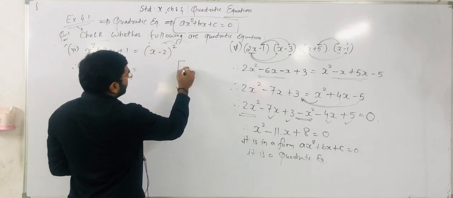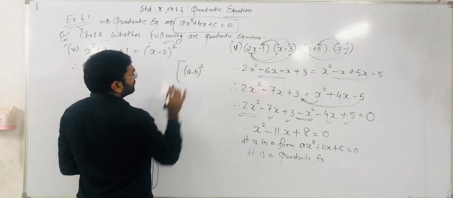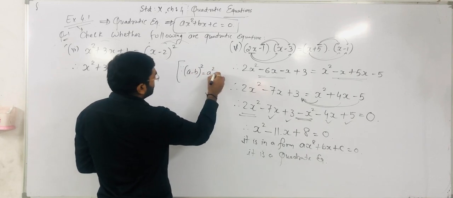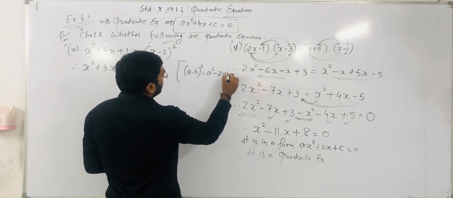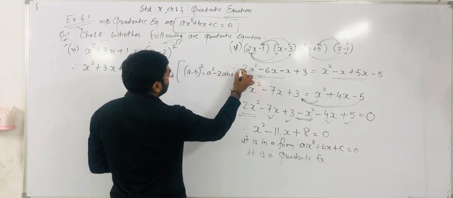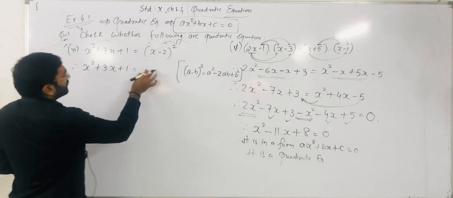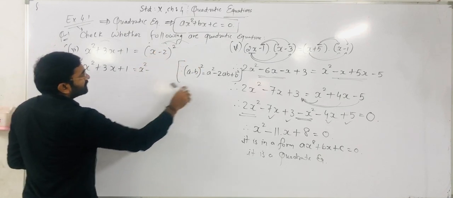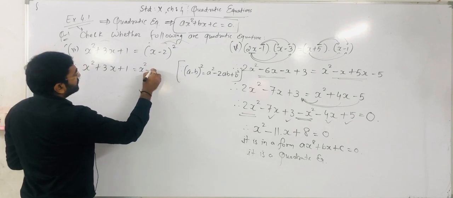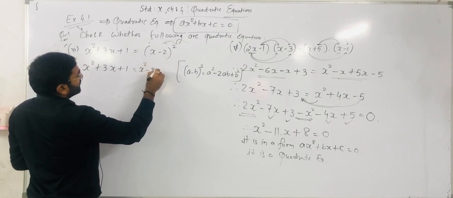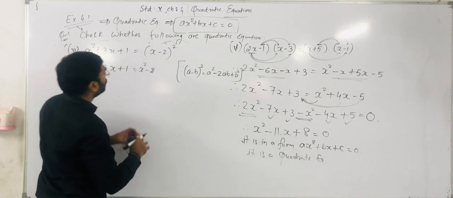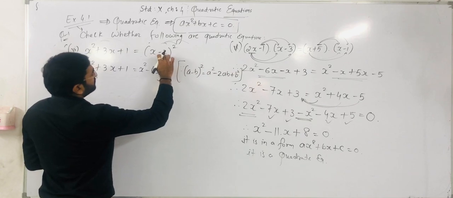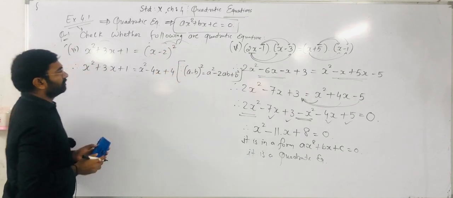So regarding the identity we all know for (a minus b) all square, what can we write as per the identity? a square, here is a minus sign, so minus 2 times a into b, plus the second term square, b square. So we apply that identity here: first term square, x square, minus 2 times x into 2, which is 4x, plus b square, 2 square, so plus 4.